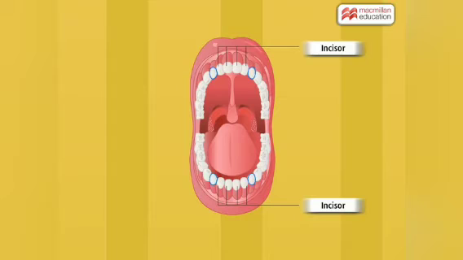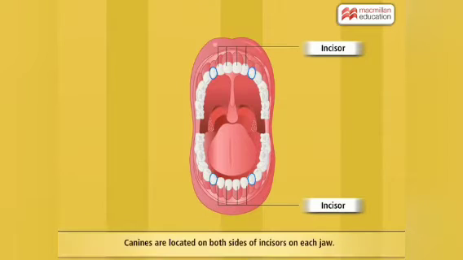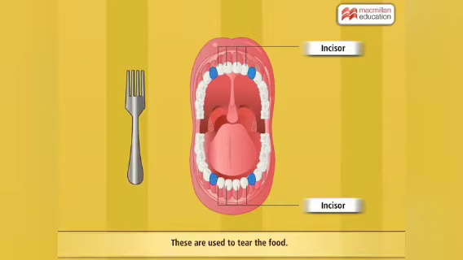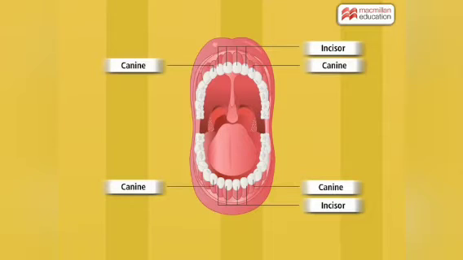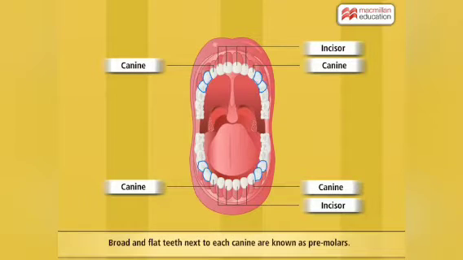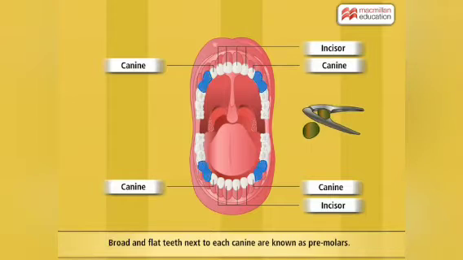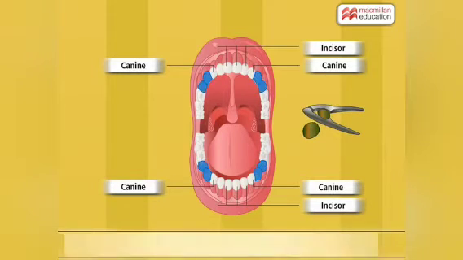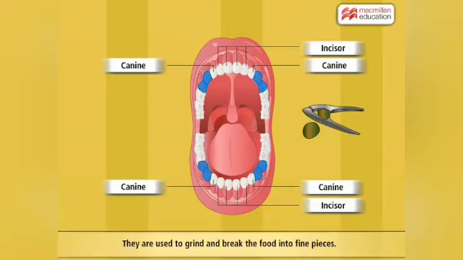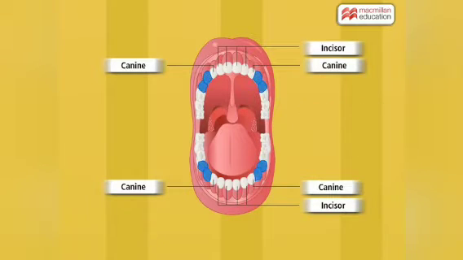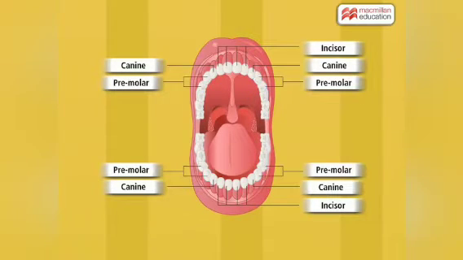Look at the sharp pointed teeth located on both sides of incisors on each jaw. These are used to tear the food like a fork. They are called canines. They are 4 in number, 2 in each jaw. Next to each canine, there are 2 broad and flat teeth. They act as nutcracker and are used to grind and break the food into fine pieces. They are called premolars. There are 4 premolars in each jaw.